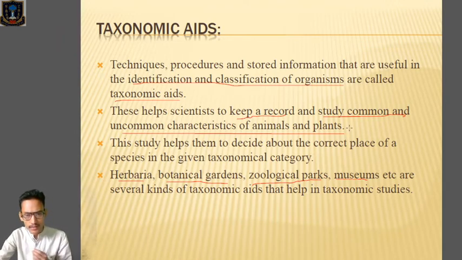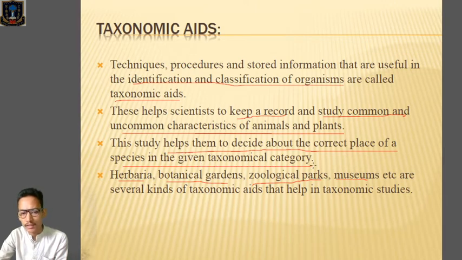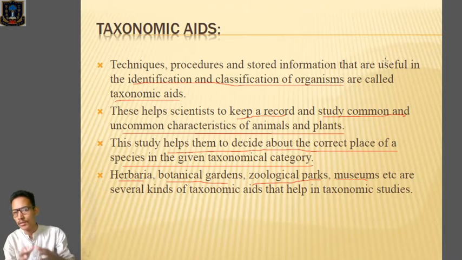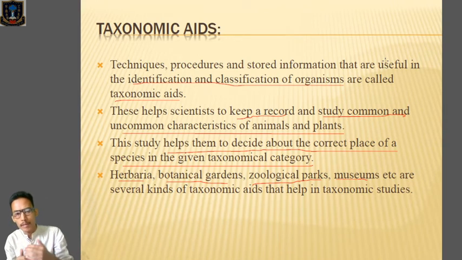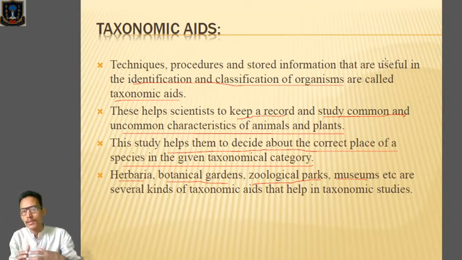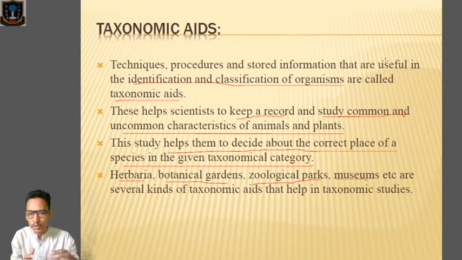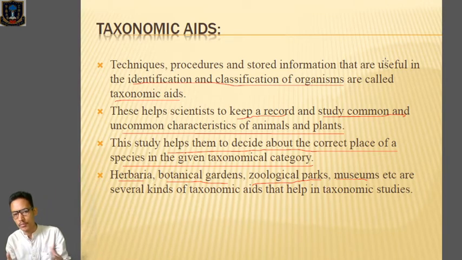Then, the second thing is that it also helps them to decide about the correct place of a species in a given taxonomical category. That means the thing is not only to identify and classify the organisms into different taxa or into different categories, but the most important thing is to assign them a correct place. For example, human being, right? We are mammals. We are placed in the class Mammalia of the phylum Chordata. Clear? But by mistake, if we are placed in the class Insecta of the phylum Arthropoda, it will be a blunder. It will be a big mistake.